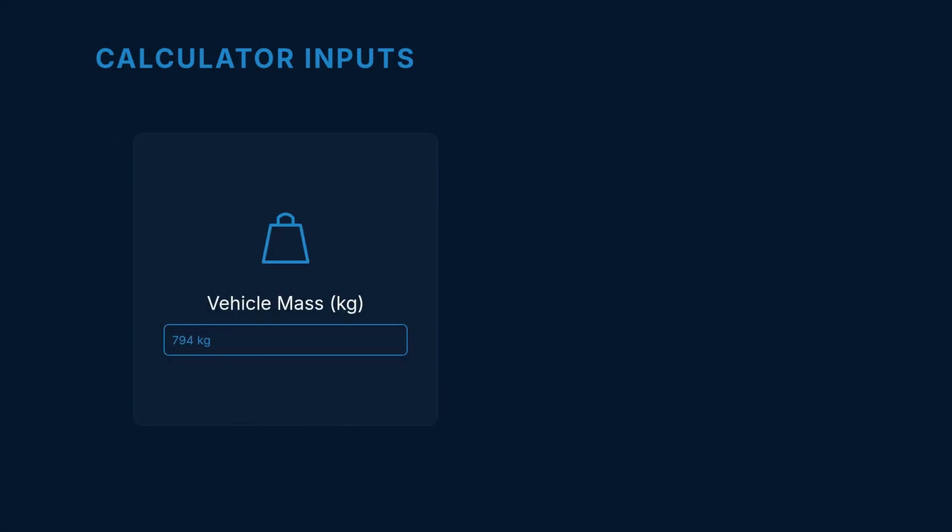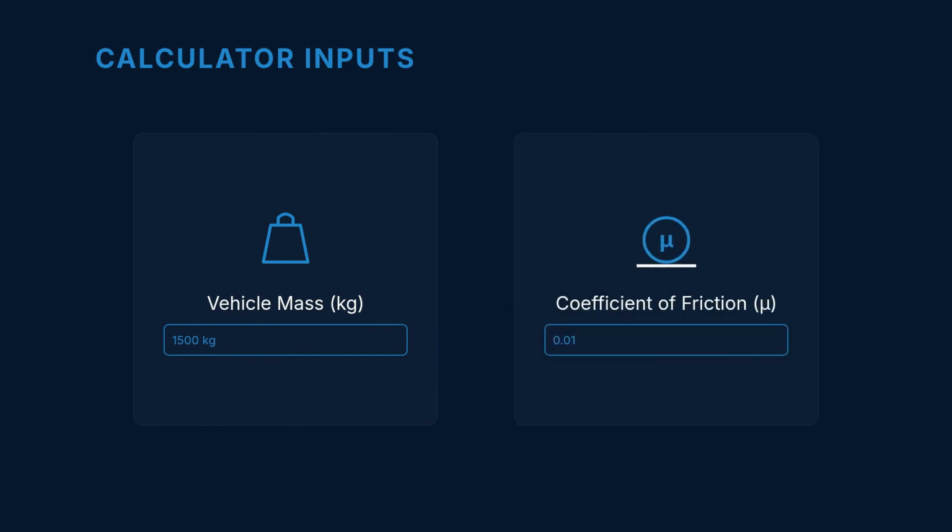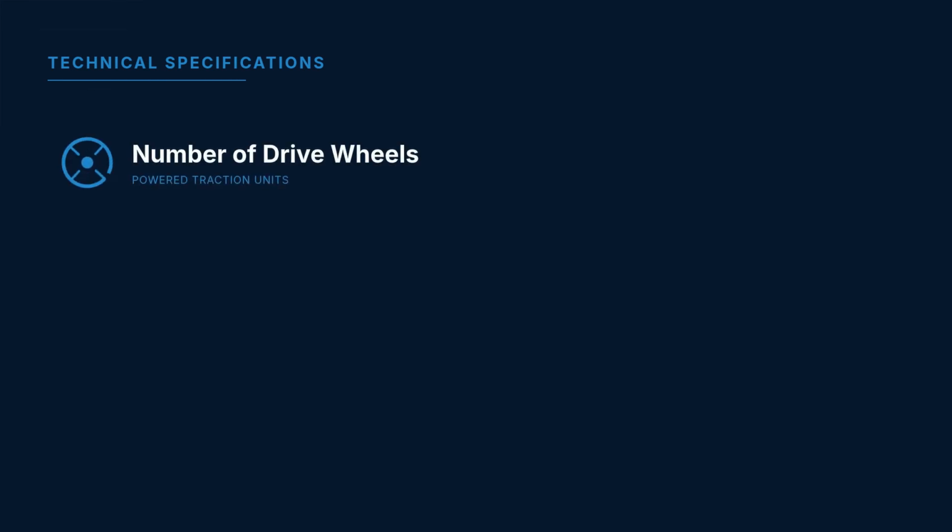First, enter the vehicle mass in kilograms. Second, input the coefficient of friction, represented by the Greek letter mu, which depends on your wheel material and floor surface. Third, specify the number of drive wheels. These are the powered wheels providing traction. Fourth, enter the grade angle in degrees for the slope you need to climb. Finally, input the total number of wheels on your vehicle.